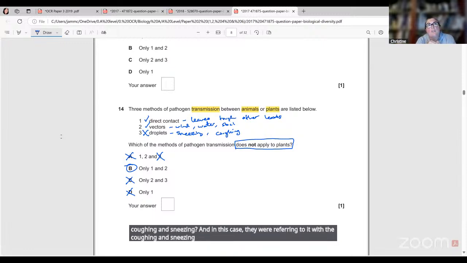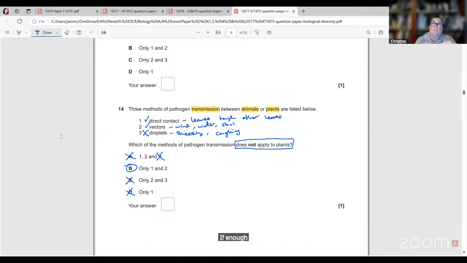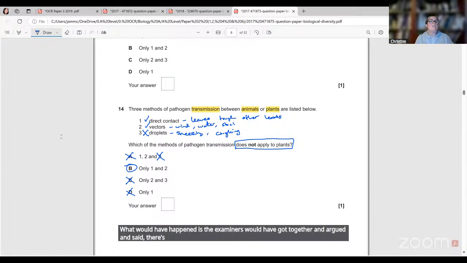And so because of that, anyone who thought like you did about the moisture droplet would just not get the answer. If enough students gave the answer that said that that was true, what would have happened is the examiners would have got together and argued and said there's enough people who are actually saying this that we should actually allow it, because technically it could be a right answer.